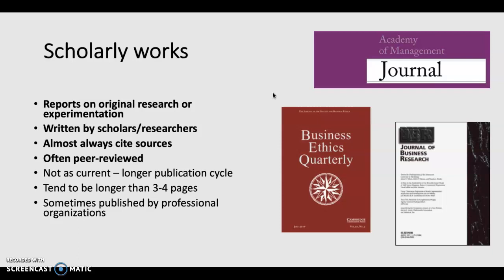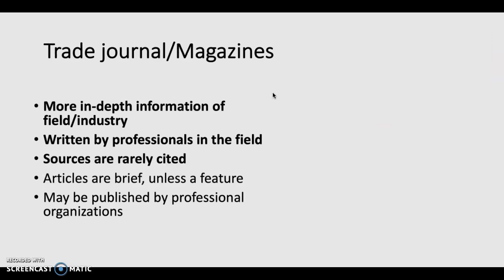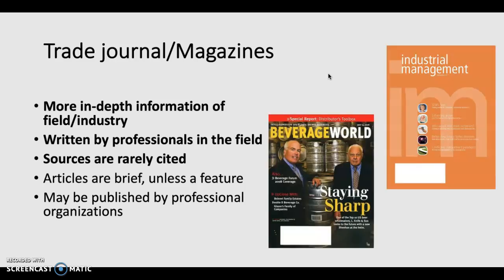Then we have trade journals and magazines. More in-depth information of field and industry written by professionals within the field. A little more information about that. Brief articles. We use trade journals in our jobs. So if you go into a profession that is not academic, there's a good possibility that you'll be using trade journals with your work instead of scholarly articles. And these are examples of those. Beverage World, Industrial Management, things that people use to talk to each other within their business goals.